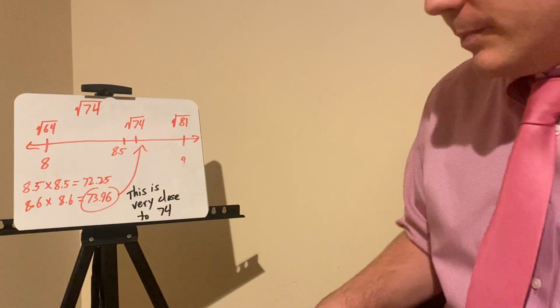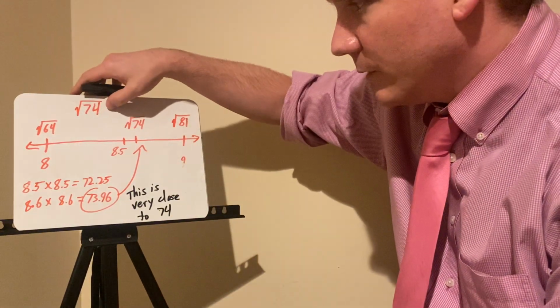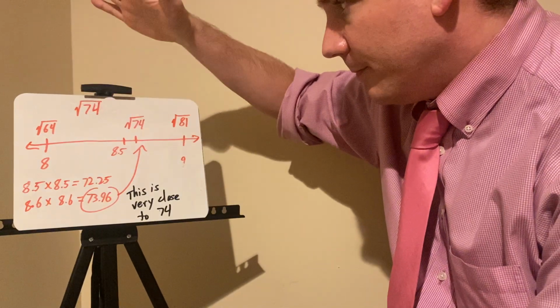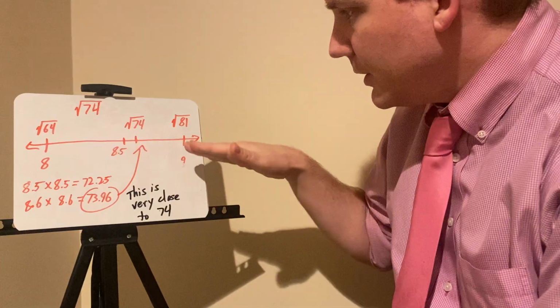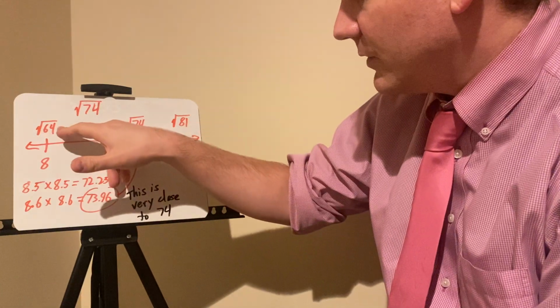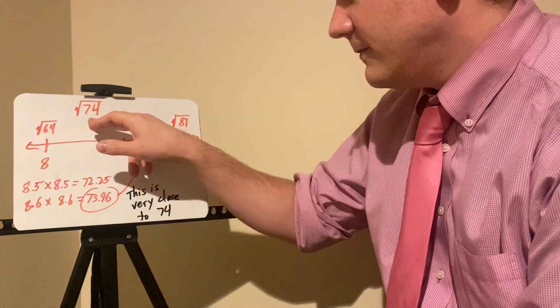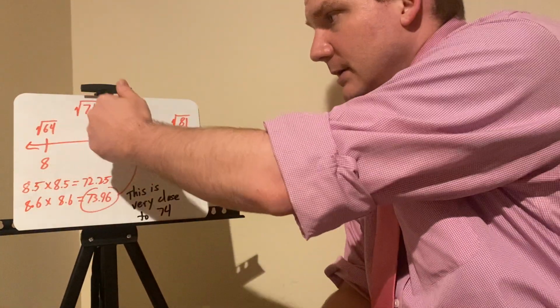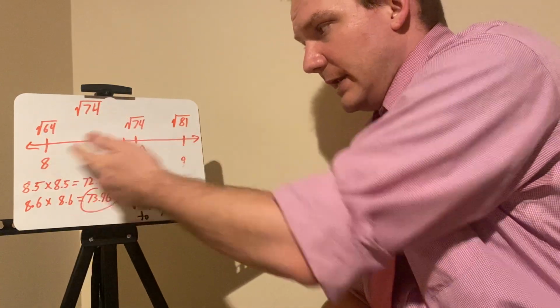So again, the goal is to compare and order these rational and irrational numbers. What we can do is say we start with the square root of 74. I showed you a different strategy in the other video, but here's another way to do this. I can put it on a number line, and I know that the square root of 64 is 8, and the square root of 81 is 9, and 74 is between 64 and 81, so the square root of 74 is between 8 and 9.